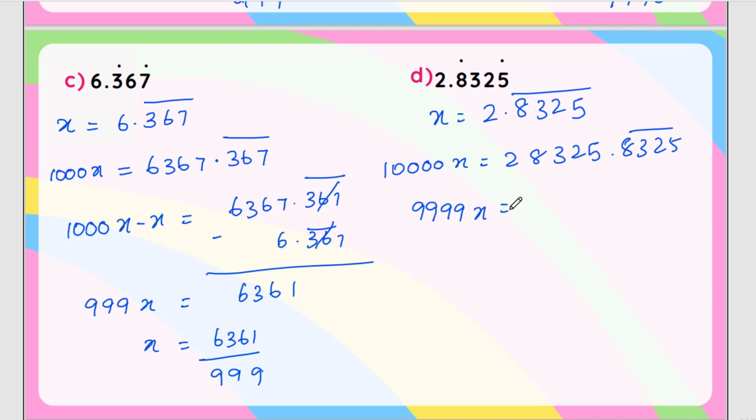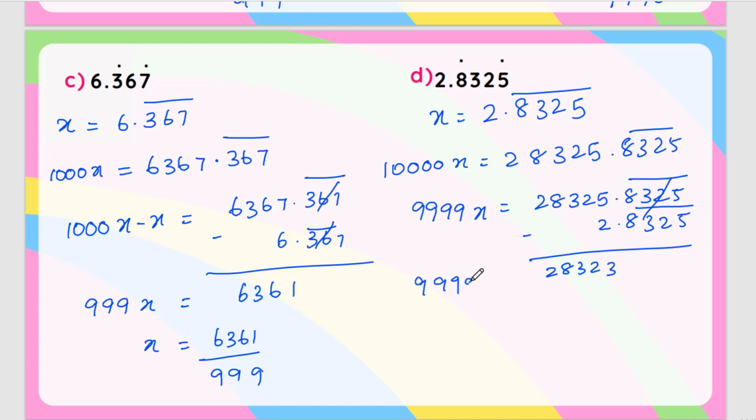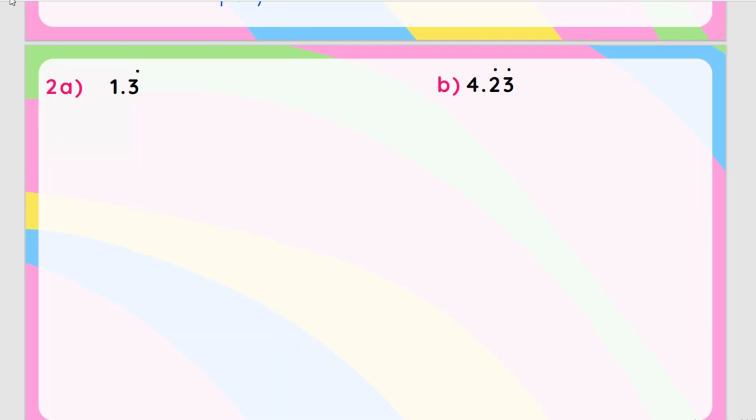If you subtract this and this, you will get 9999x equals 28325.8325 minus 2.8325. This will get cancelled, so you will get 28323. 9999x equal to 28323, so x equal to 28323 by 9999. These problems are also similar to that, you can practice this one.